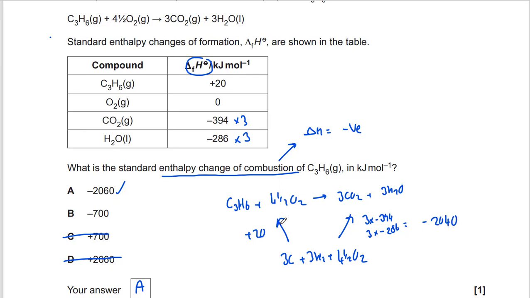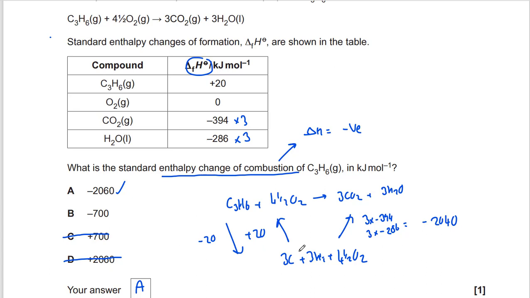And in order to figure this out, I'm going to go down this arrow. So I'm going to flip this from plus 20 to minus 20, and I'm going to add minus 2040. So minus 20 plus minus 2040. And lo and behold, I get minus 2060, which is my correct answer. So there you go. Bit of exam technique there.